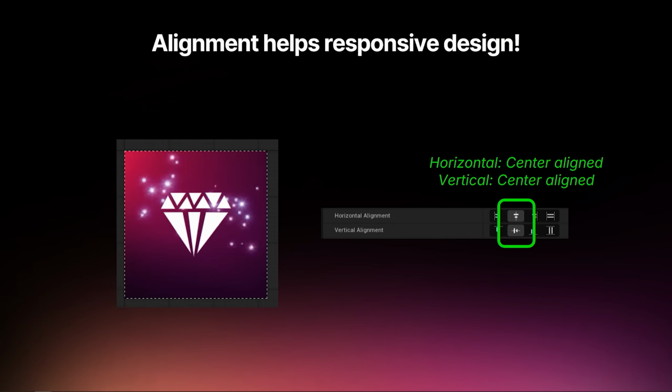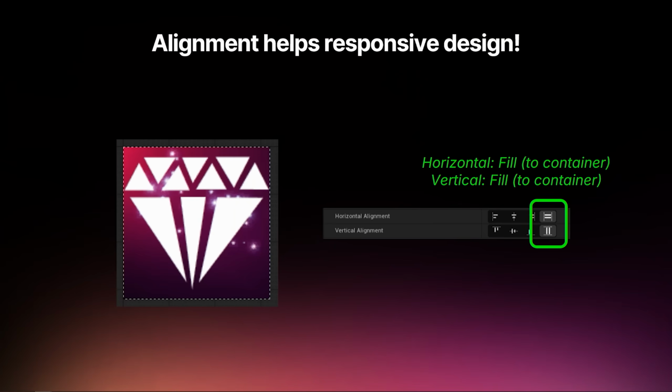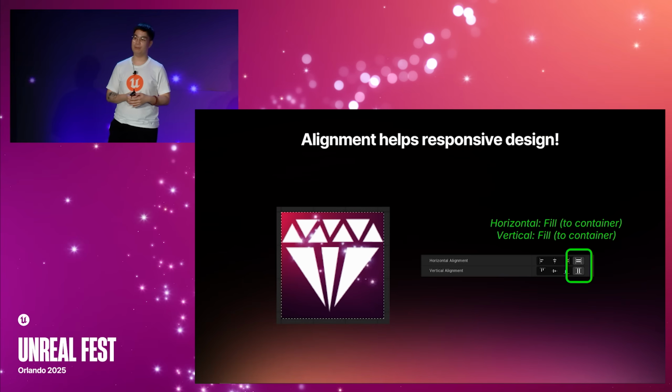In this scenario, this diamond image is center aligned on the horizontal axis and the vertical axis. If I set it to fill, this fills the whole container. And so as my container scales up, this diamond image will scale up as well. And so understanding this concept means that my diamond image, which was originally 128 pixels, is going to look extremely blurry if I blow it up to a larger widget than this, right?